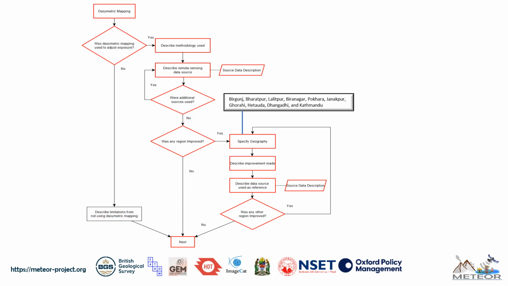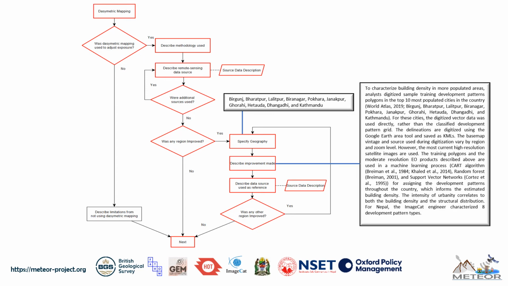To characterize building density in more populated areas, analysts digitized development pattern training polygons in the top 10 most populated cities in the country. For these cities, the digitized vector data was used directly rather than the classified development pattern grid. The sample vectors were digitized using the Google Earth Area tool and saved as KMLs. The base map vintage and source used during digitization vary by region and zoom level. However, the most current high-resolution satellite images are used.